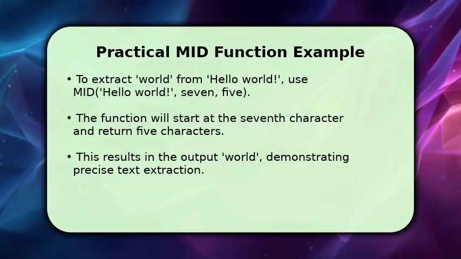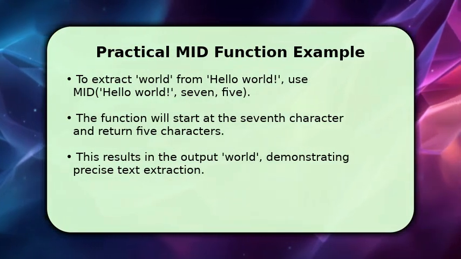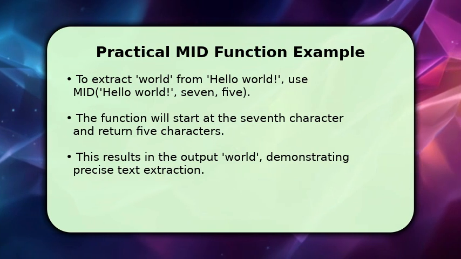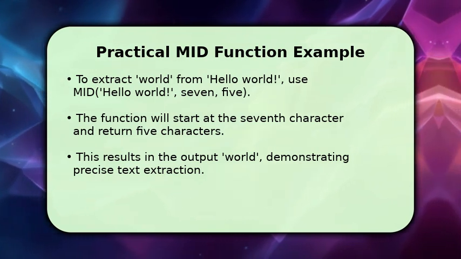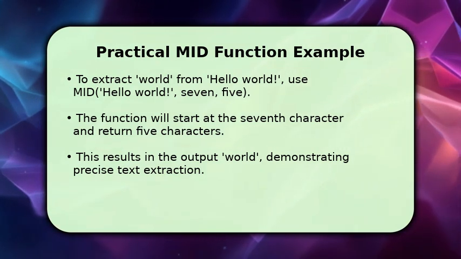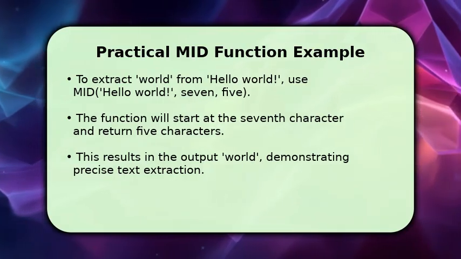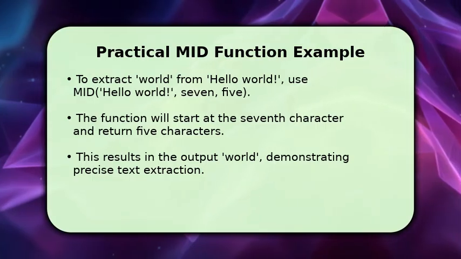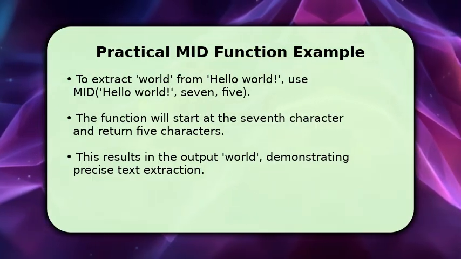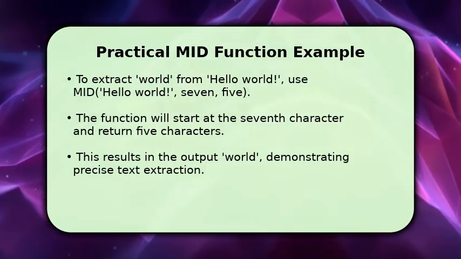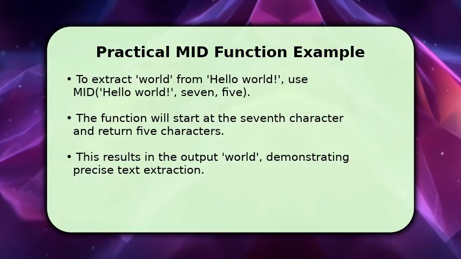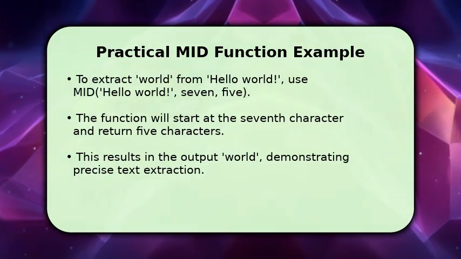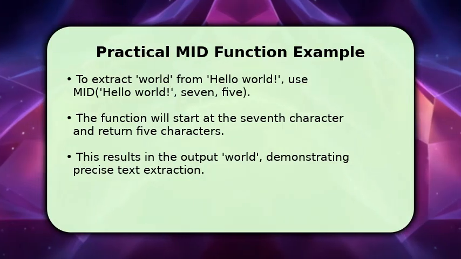Let's look at a quick example to see the MID function in action. Imagine you have the text "Hello World" and you want to extract just the word World. You would use the formula MID("Hello World", 7, 5). The function starts counting at the 7th character, which is the W in World, and then extracts 5 characters from there. This gives you the desired result of World. It's a straightforward way to pinpoint and pull out exactly what you need.